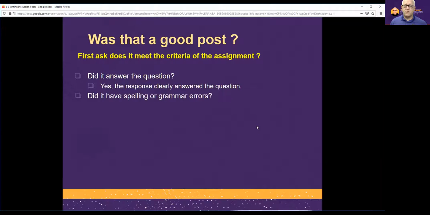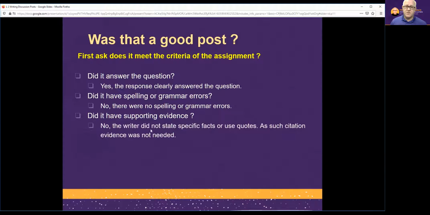Did it have spelling or grammar errors? Well, no, there were no spelling or grammar errors at all in that response. Did it have supporting evidence? Well, there were no claims made, and so the writer did not state specific facts or use quotes. As such, citation evidence was not needed. But had they put in a quote or used a fact or a piece of information, they would have had to provide the supporting evidence in the form of a citation or a reference.